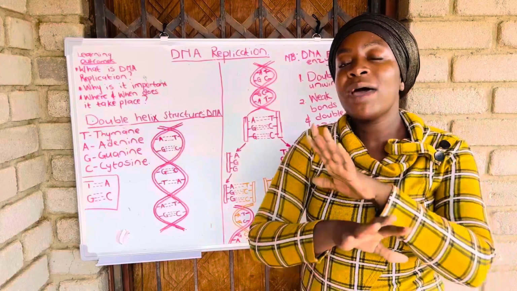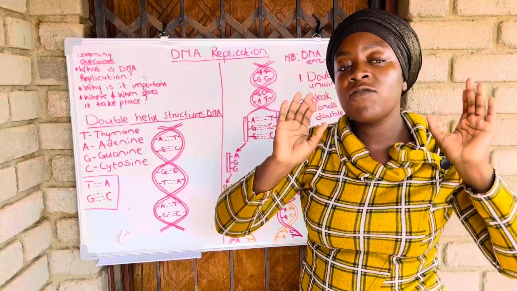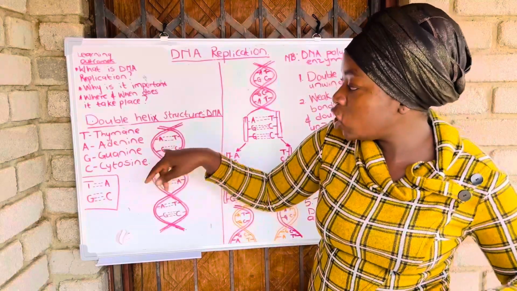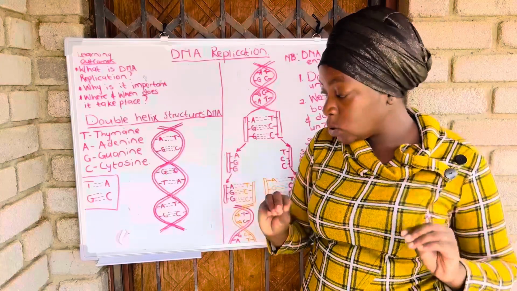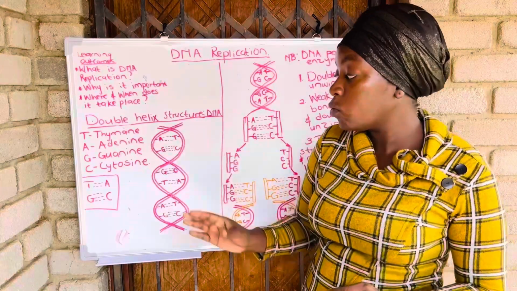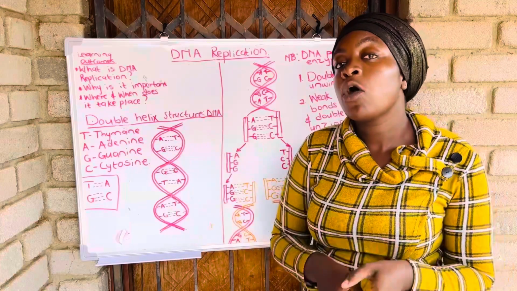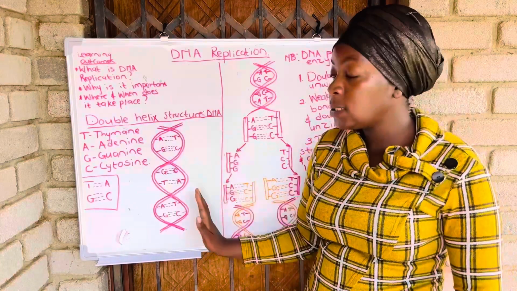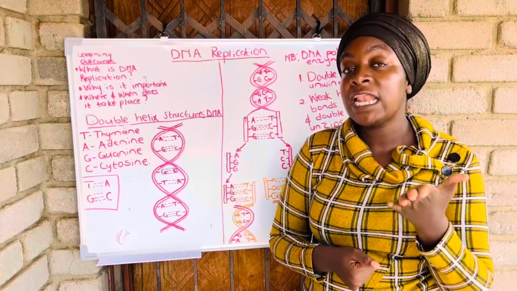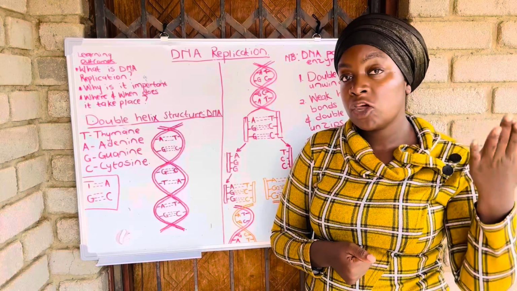So basically, if we start with AGTC, when we end up with DNA replication, we should have the same structure. So we are going to have 2 of these DNA molecules. So that is basically the DNA replication process.